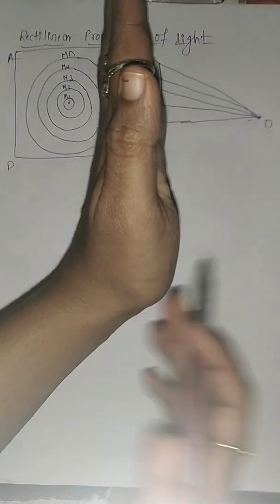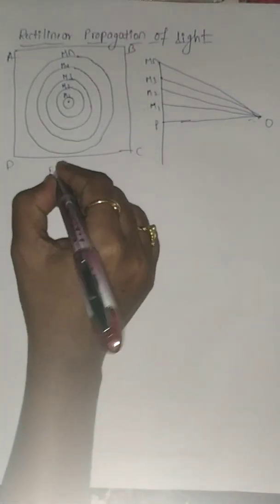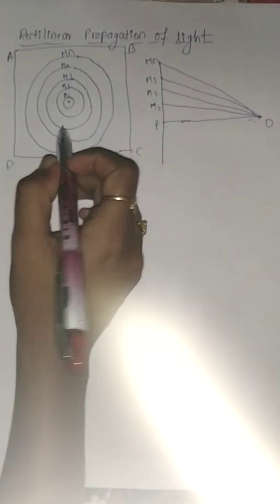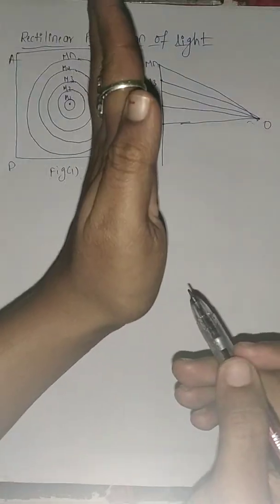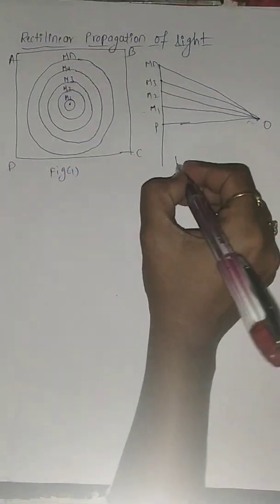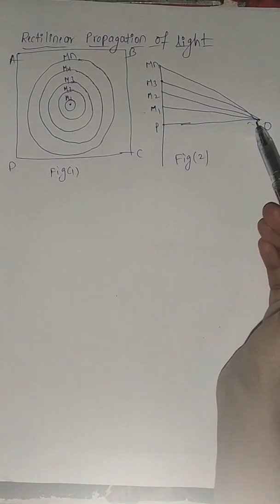This is the same thing: when you keep it perpendicular to the paper, it will look like figure B. Take it as figure 1, and when we keep figure 1 perpendicular to the paper, it will look exactly like the second image. Now, as we want to find the resultant effect at a point O, we are dividing the wavefront into many zones.